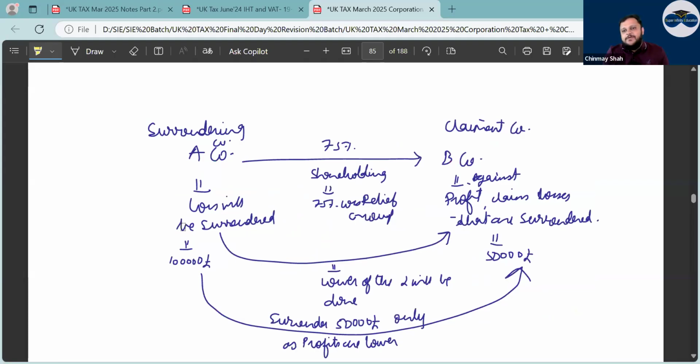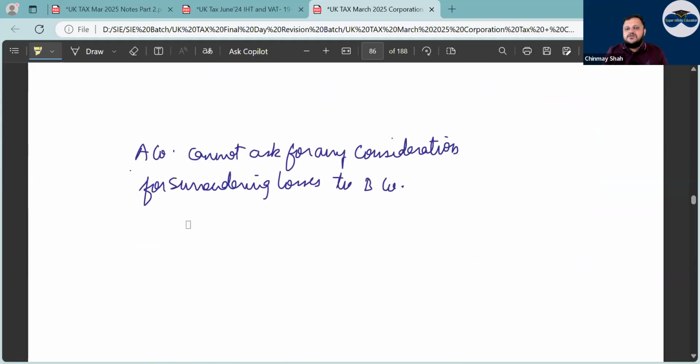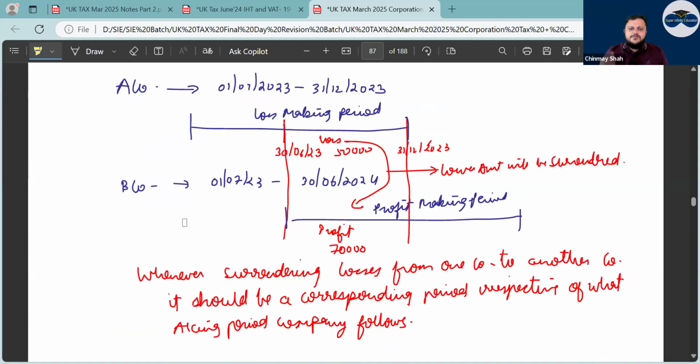Then a person who surrenders the losses is called the surrendering company, and the person who receives the losses is called a claimant company. Surrendering and claimant, right? Never ever can a claimant pay any amount for receiving losses to the surrendering company. Correct consideration? You gave us losses, we are happy, we give you money.